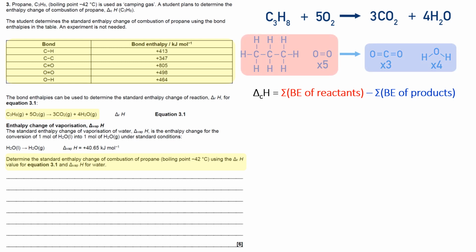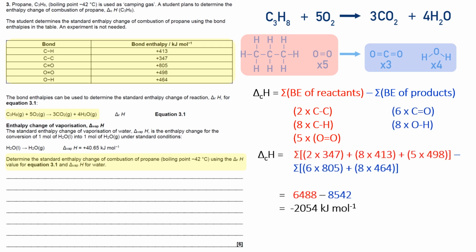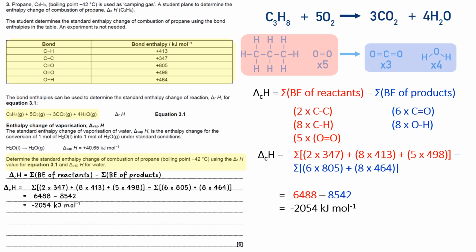You've got your reactants and your products, and you can list out the bonds, put in the numbers, and that gives you -2054 kilojoules per mole. So I'm going to put that working and logic into my answer that I'm going to present to the examiners. And now I'm going to come back and have a think about my enthalpy change of vaporization.